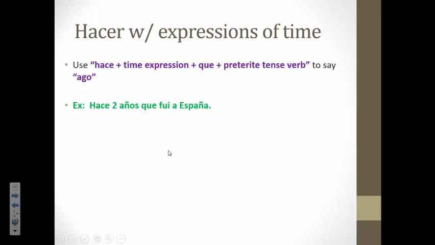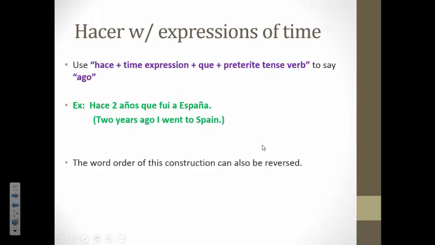So look at this sentence. Hace 2 años que fui a España. This says, I went to Spain 2 years ago. Okay, or here, 2 years ago, I went to Spain.